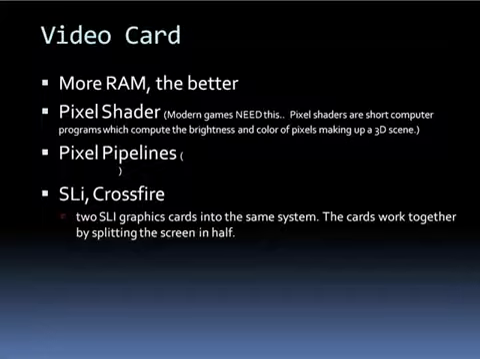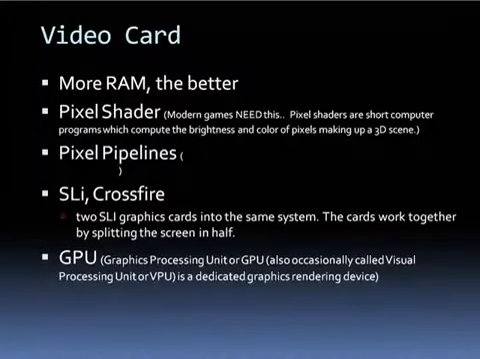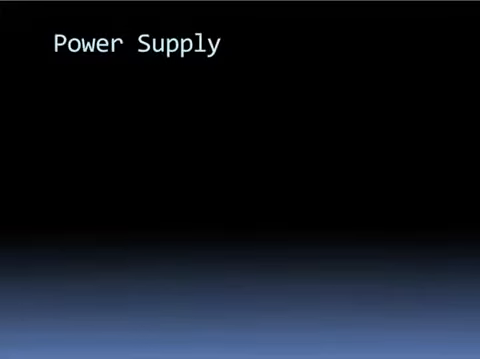SLI and Crossfire are basically two graphics cards on the same system. They work together by splitting the screen in half. And if you're doing high-end gaming, it makes a big difference. The real important point with a video card, if you're into high-end stuff, is your GPU, or graphics processing unit. It's also called the Visual Processing Unit, or VPU. It's dedicated to graphics rendering. It helps generate the picture, and the more complex the picture, the more important that is.